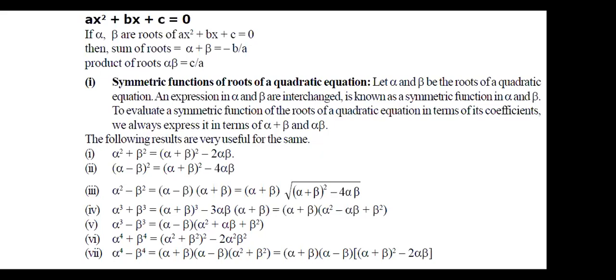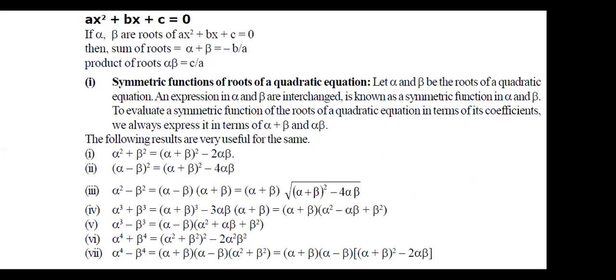So I guess you can already convert whatever the value is given in terms of alpha plus beta and alpha into beta. For example, my question is: find the equation whose roots are 1 by alpha and 1 by beta. This is the question that you have solved a lot. So minus b by a should be given by 1 by alpha plus 1 by beta for the new equation, which is alpha plus beta by alpha beta. You already know what alpha plus beta and alpha minus beta are, so you can find it.